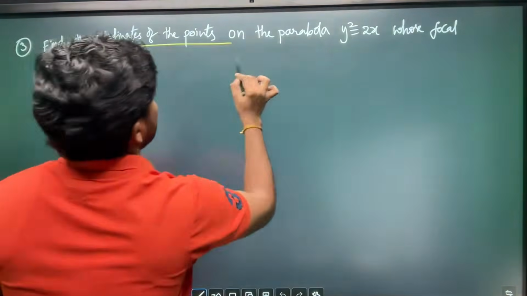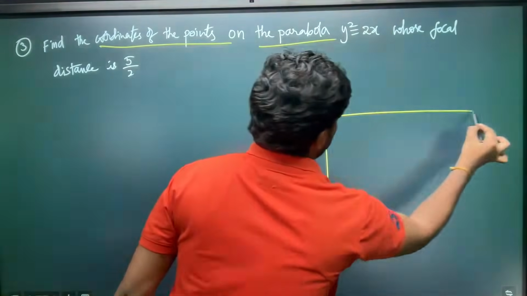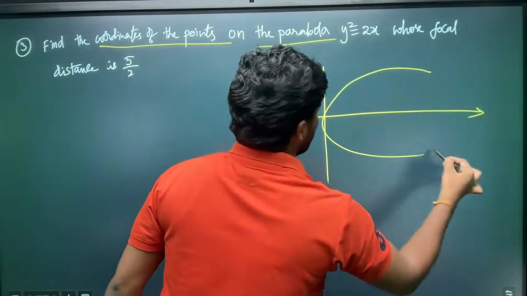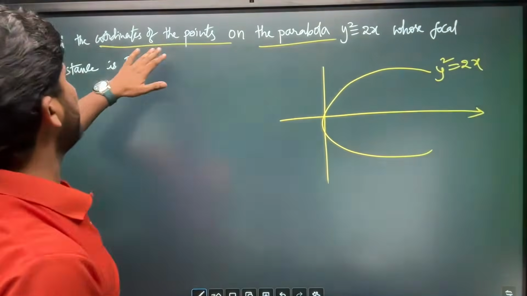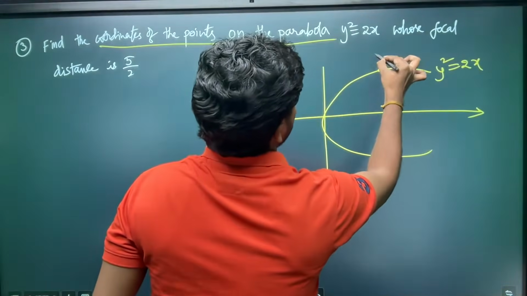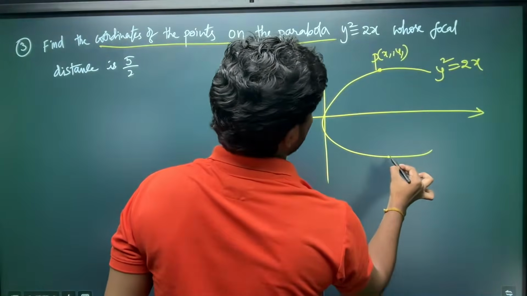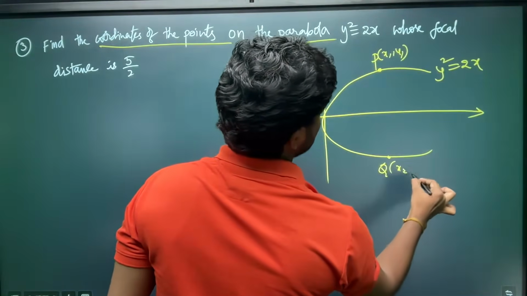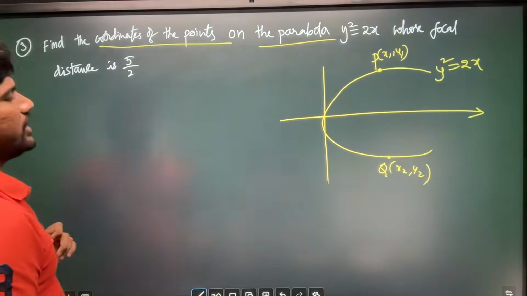Find the coordinates of the points on the parabola y² equal to 2x, it says. It is a standard parabola like y² equal to 4ax, here y² equal to 2x. We have one parabola, so we need the coordinates of the points on the parabola. On this parabola we have a point P of x1, y1 and another point Q of x2, y2. It asks us to find these two coordinates. The focal distance is 5/2, it says, amma.